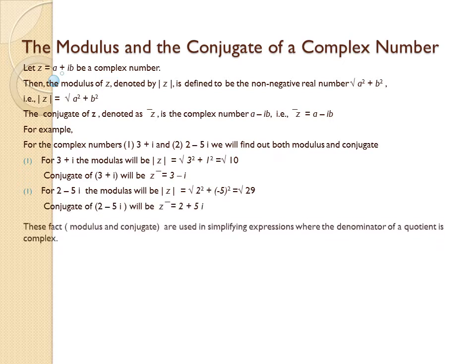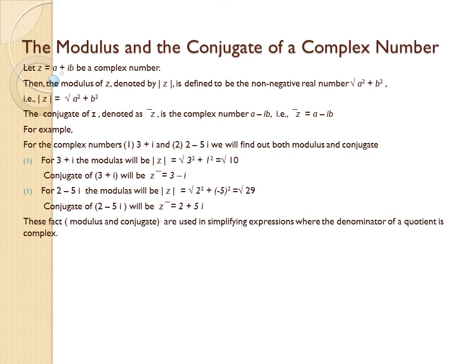This fact, modulus and conjugate, is used in simplifying expressions where the denominator of a quotient is complex. Simplify the expression. Let's take another example: 4 plus 7i divided by 2 plus 5i. I came across this type of problem in my earlier video also. At that time I asked you to multiply the numerator and denominator by the conjugate of the denominator, but I did not tell you why.